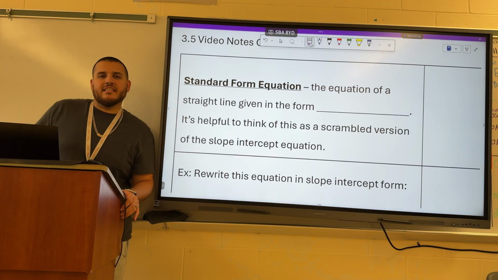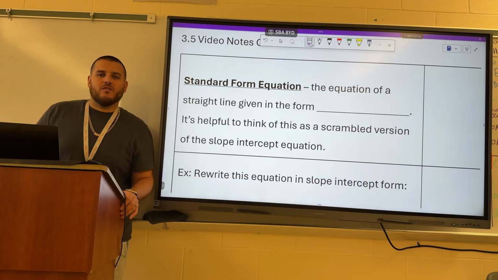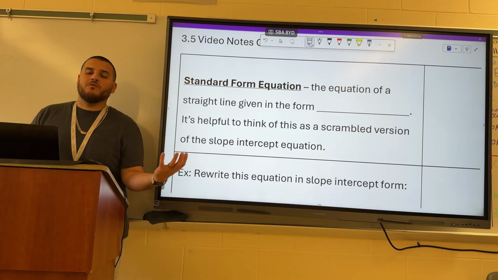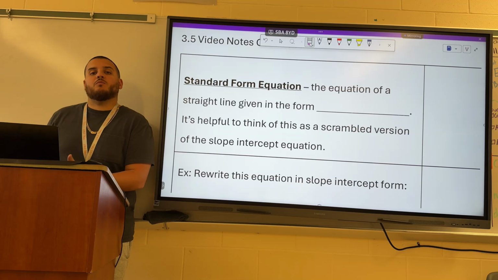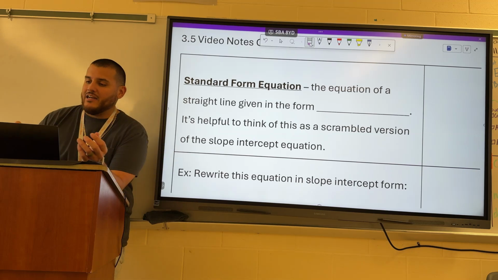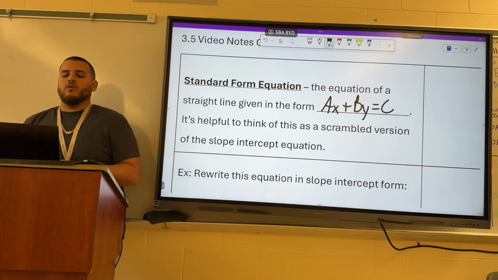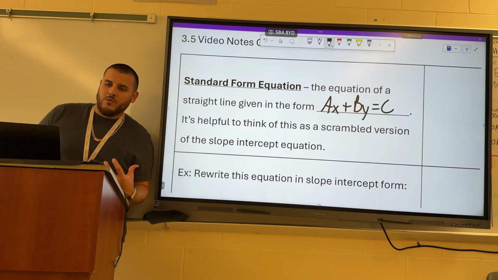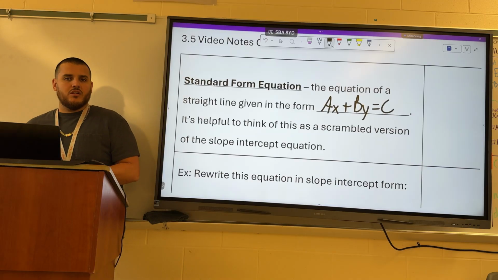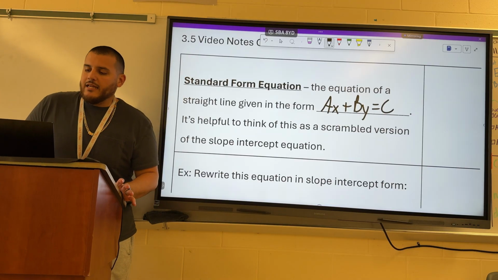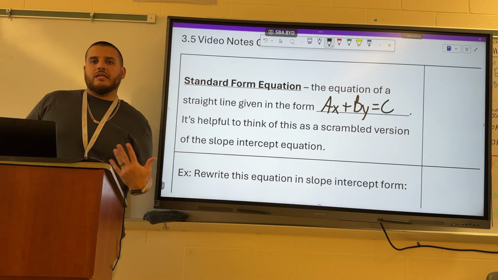We're going to add a layer to this now and talk about the standard form equation. This is a different form for the equation of a line. We have the slope-intercept form, y equals mx plus b. The standard form equation is ax plus by equals c. Sorry for my handwriting. A great way to think about the standard form equation is as a scrambled version of the slope-intercept equation. Now there's lots of stuff that can be done with your standard form equation.